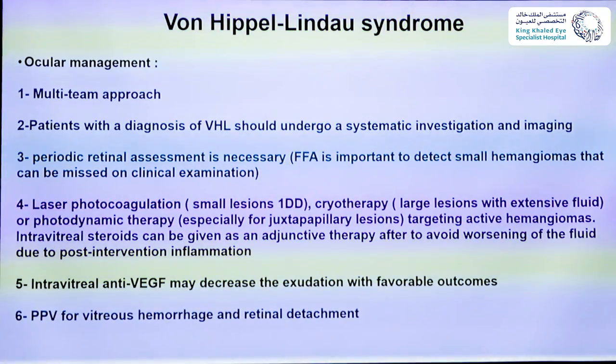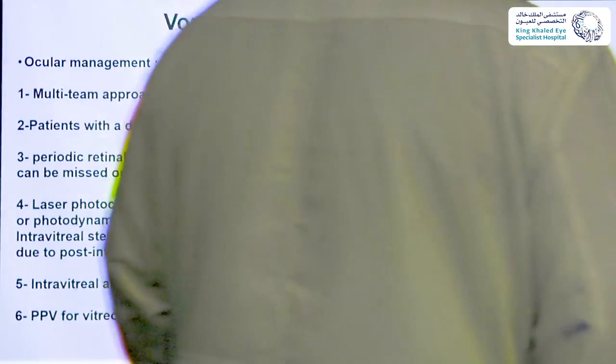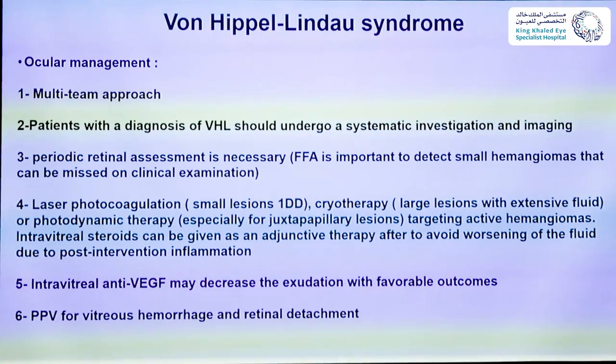So the target is to treat the active hemangioma, because as we know, these interventions, laser photocoagulation or cryotherapy, are associated with post-intervention inflammation. So most of the patients, if they are treated, can also have intravitreal steroids. But these additional steps can be taken for large hemangioma, because small lesions that just need laser photocoagulation, we don't think that it might induce significant inflammation. So intravitreal anti-VEGF may decrease the exudation and has found good outcome, and PPV for vitreous hemorrhage and retinal detachment, as we know.